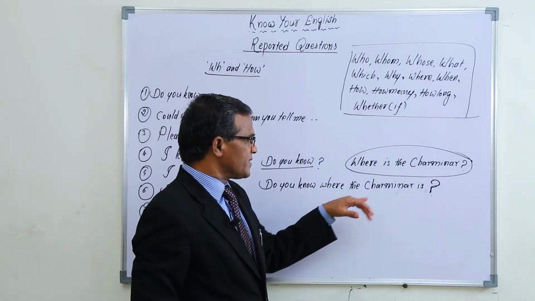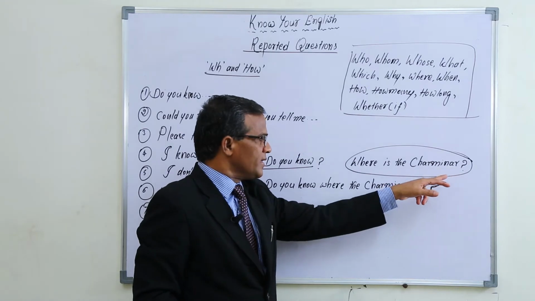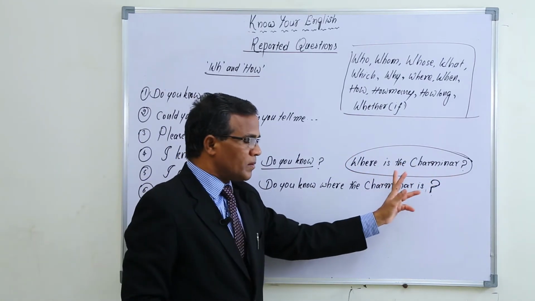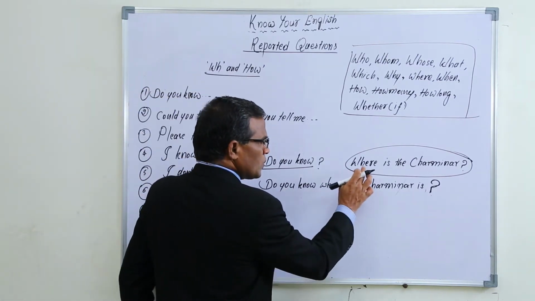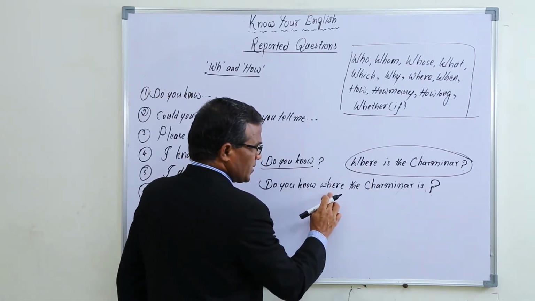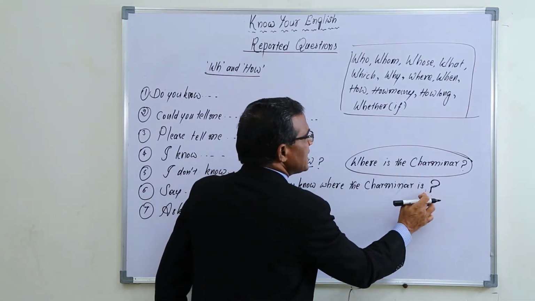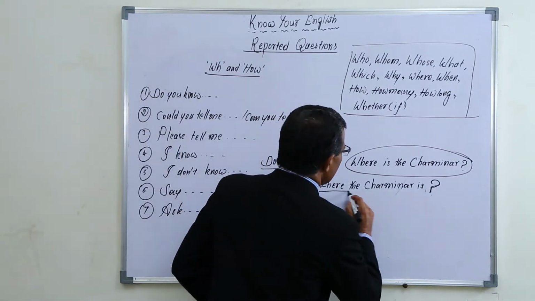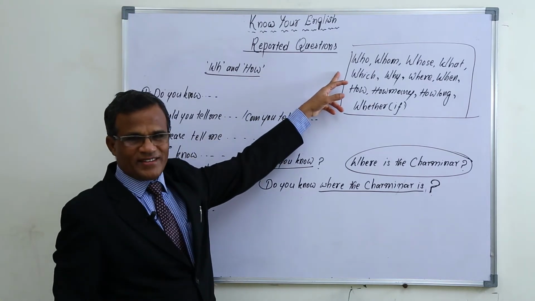Statement form is subject-verb order. Verb-subject order is question. Statement: subject-verb order. Do you know where? The same we have to use. Subject is the Charminar, and then we have to use is. So this is called, where the Charminar is, a reported question.